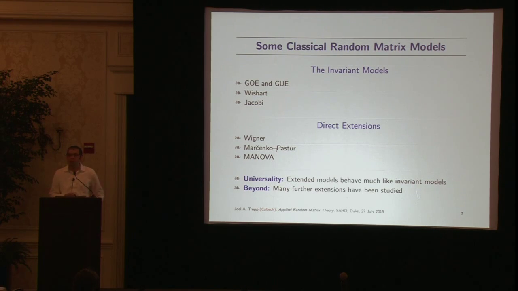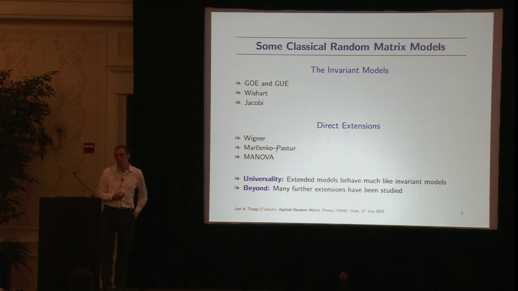Also invariant under the orthogonal group, and so we can understand these in a very, very detailed way. There are also these things called Jacobi matrices that come from compound sample covariance that I'm not going to talk about. Now, these things all have direct extensions that have also been studied.